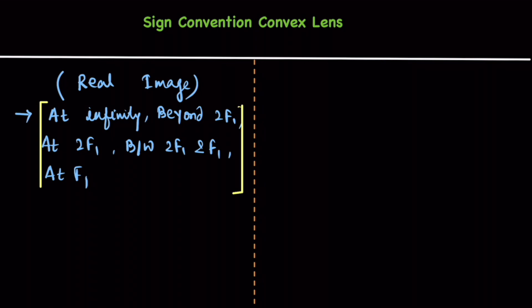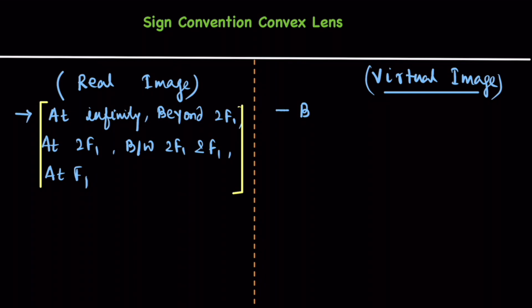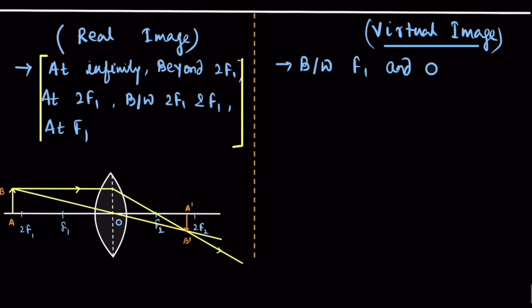Second, for the virtual, we have only one position of the object, which is between f1 and O. So for understanding the sign convention for the real image, we can take any example based on this position of the object. So let's take beyond 2f1. So this is the image formation of the object beyond 2f1.